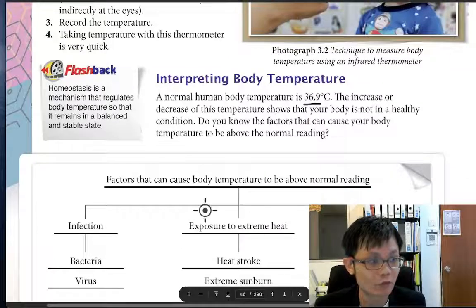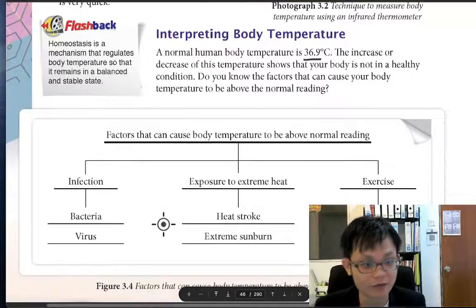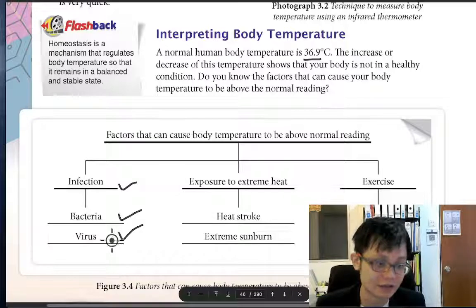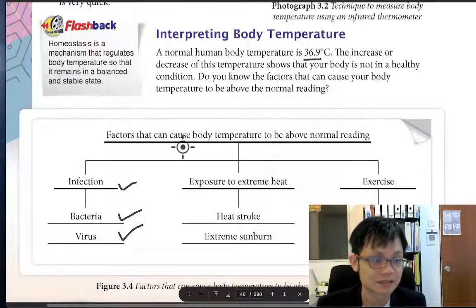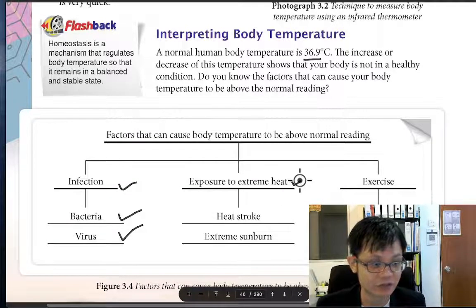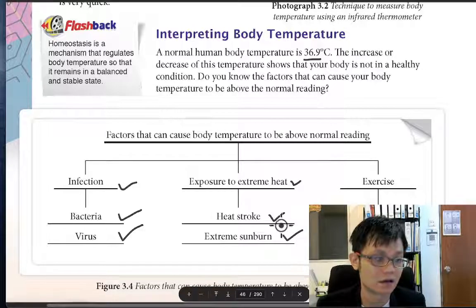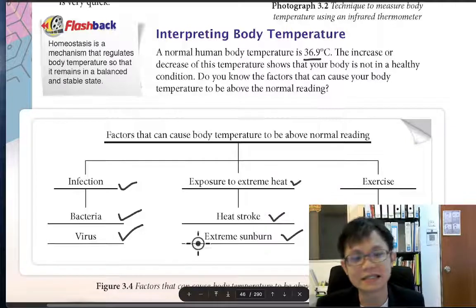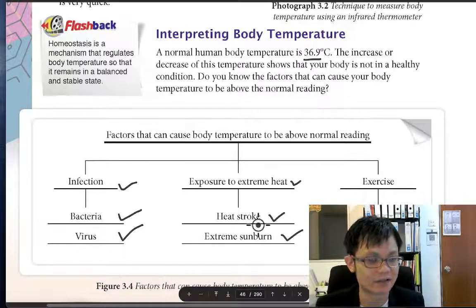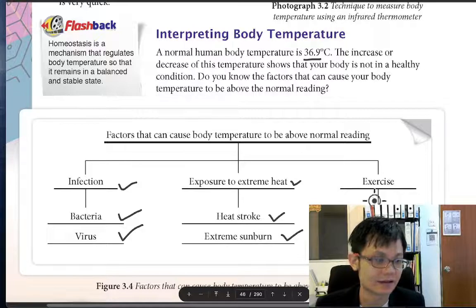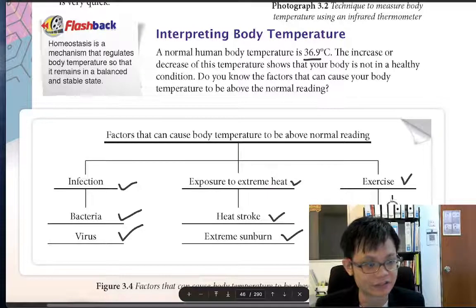Okay, why is the person unhealthy? It could be due to infection, bacteria or virus like COVID. With COVID, you get a fever, then the temperature will be high. Sometimes it is exposure to heat stroke or sunburn. You seldom see this unless people are being tortured or people faint. Exercise also will increase the heat. So these are the possible reasons.